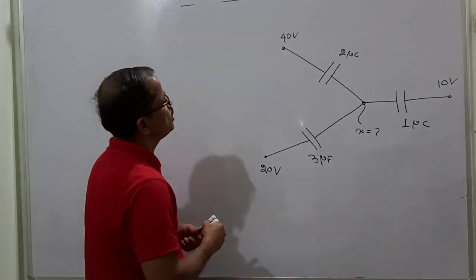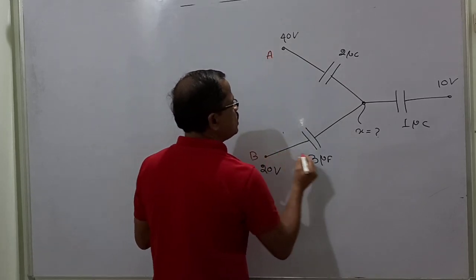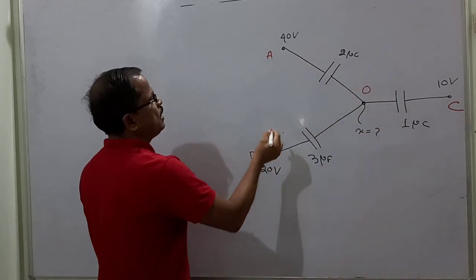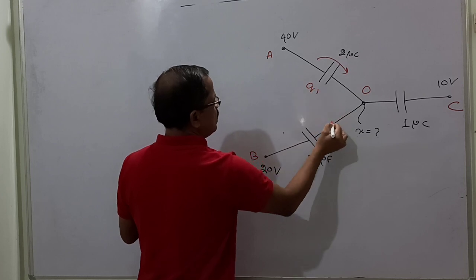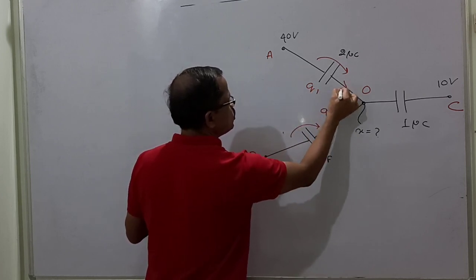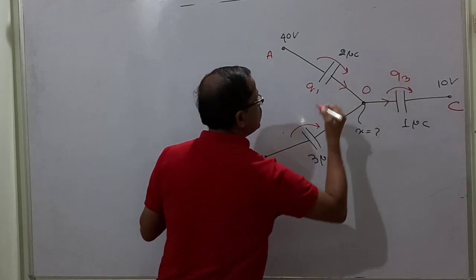So now the question is, let's say this point is A, this point is B, this point is C, and this point is O. Then the charge going along this line, let's say it is Q1. The charge going along this line is Q2, and the charge going along this direction is Q3.